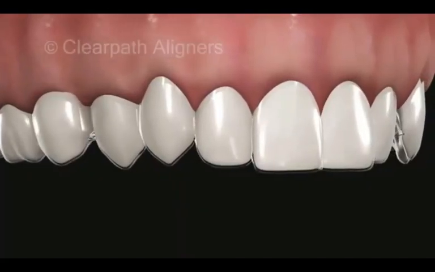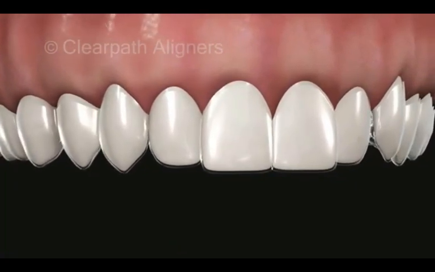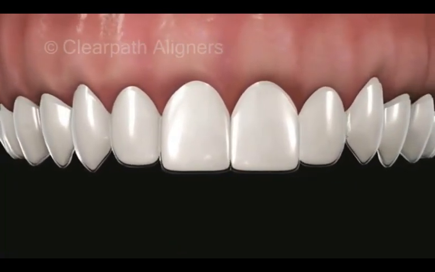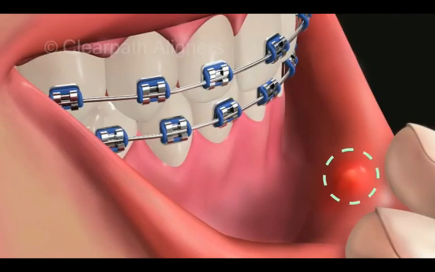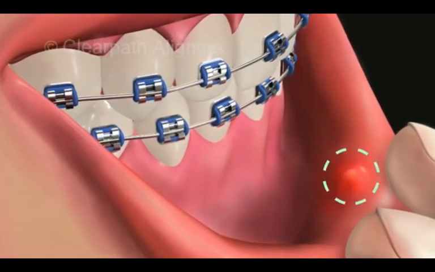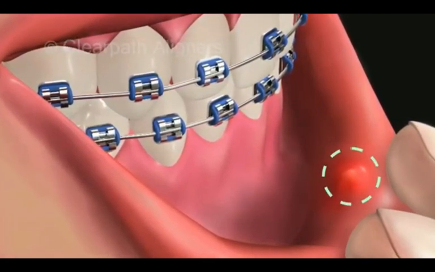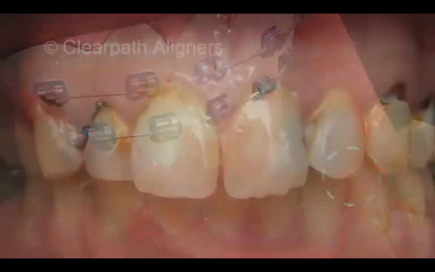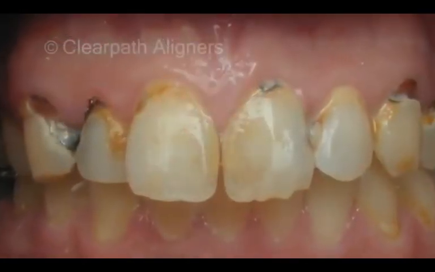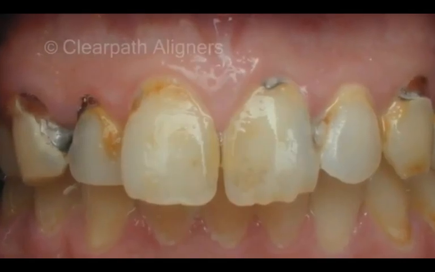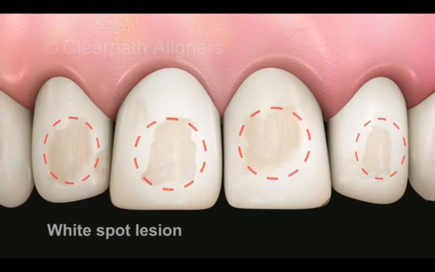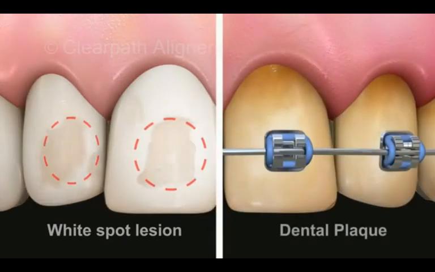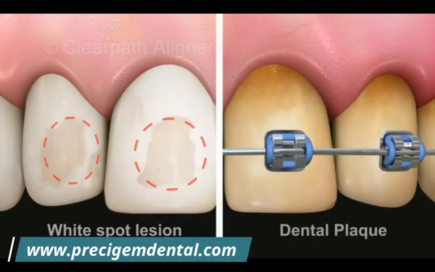On the other hand, removable ClearPath aligners give the freedom of maintaining perfect oral hygiene, and their smooth edges and comfortable plastic never hurt your gums, tongue, and cheeks, which cannot be said for rough brackets and poking wires. The poor oral hygiene and lowering of pH due to braces leads to tooth decay and development of white spot lesions on the tooth surface. Unfortunately, both are irreversible conditions.